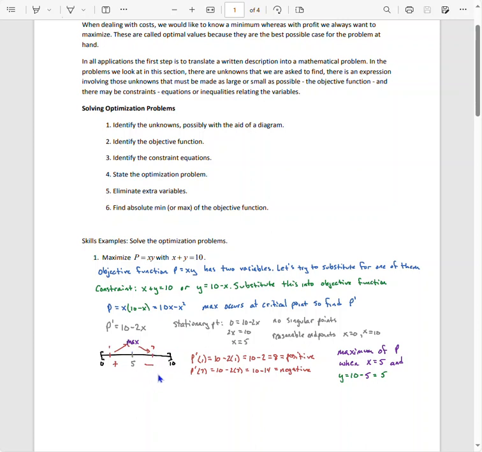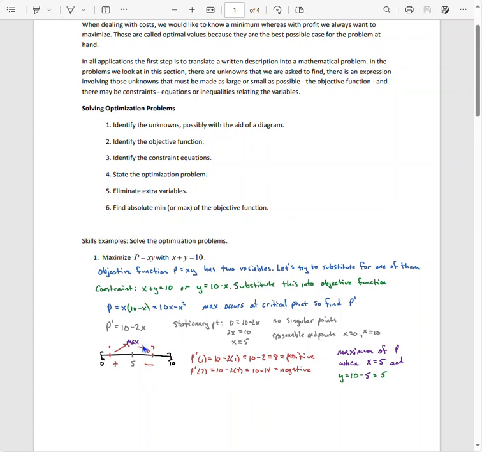I chose 7. Maybe you're one of those people that want to choose like 8.3. Go ahead. Evaluate 8.3 in the derivative. It's no big deal. You can still do it. I chose 7, so 10 minus 2 times 7, that's 10 minus 14, that's negative. So my graph is decreasing there.